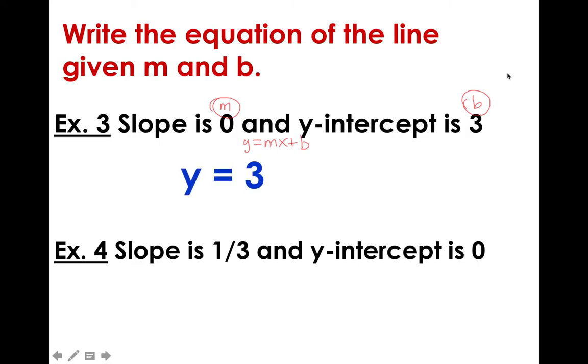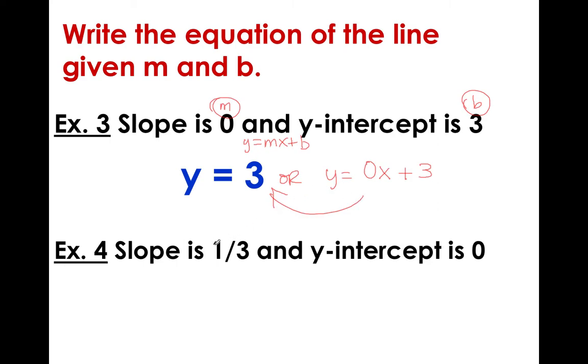And so notice that we get y equals 3, but if we were to actually plug in the things that we were given, you could actually write down y equals 0x plus 3. And remember, we know 0 times anything is just 0. So therefore, that's the reason why we end up with that.